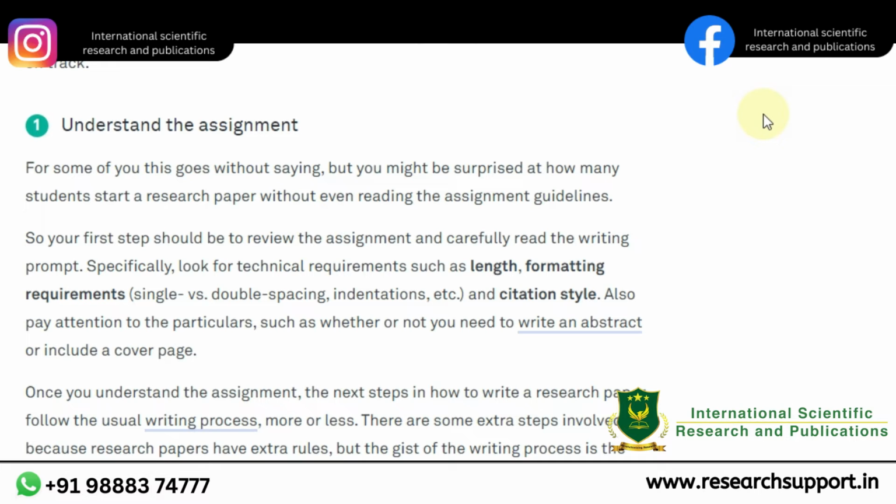So, your first step should be to review the assignment and carefully read the writing prompt. Especially look for technical requirements such as length, formatting requirements, that means single versus double spacing, like indentations. Indentations are nothing but spaces between the characters, words or lines. And also you have to look for a citation style.